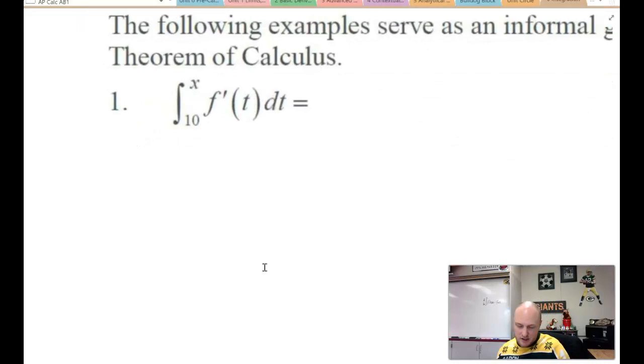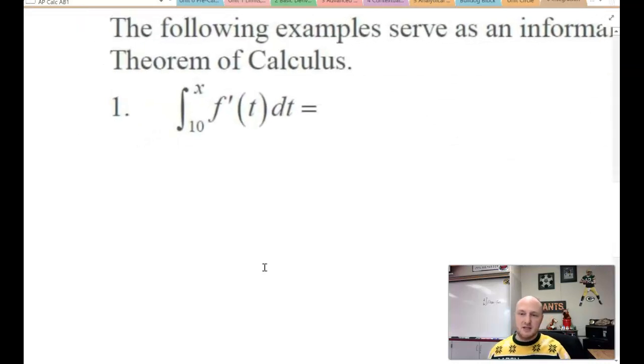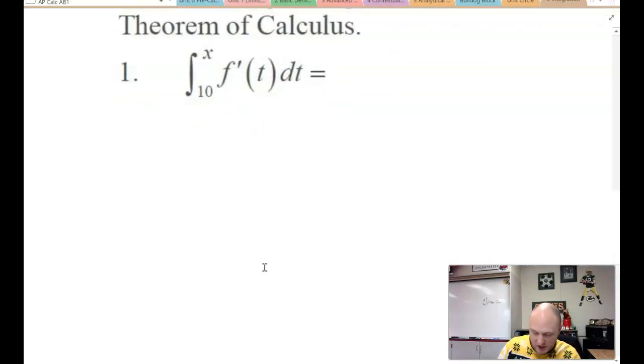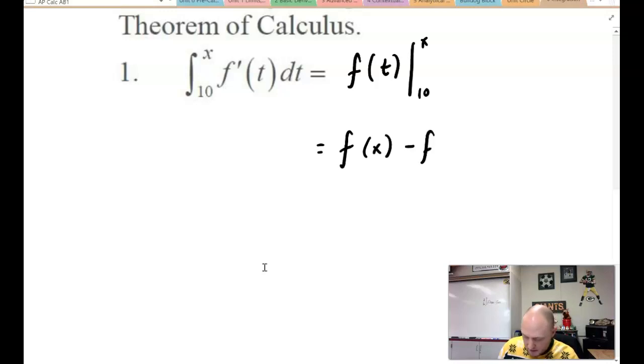We're going to start out with a basic definite integral, integrating from x to 10 of f prime of t dt. Well, the integral of f prime of t with respect to t is just f of t, and we are evaluating from x to 10. So using this, we get f of x minus f of 10. And that is the first fundamental theorem of calculus.